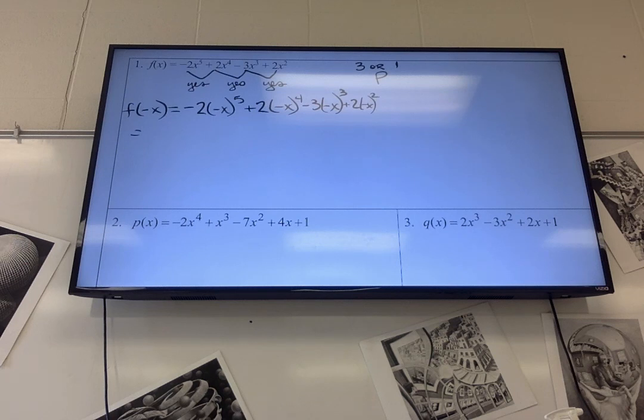So this first one ends up being positive 2x to the 5th. Next one will be positive, so it's plus 2x to the 4th. Next one's negative, and it was already a negative, so it's going to be positive. And the next one ends up being positive. So how many sign changes are there? 0. Well, that's helpful. So the number of negative zeros is 0.